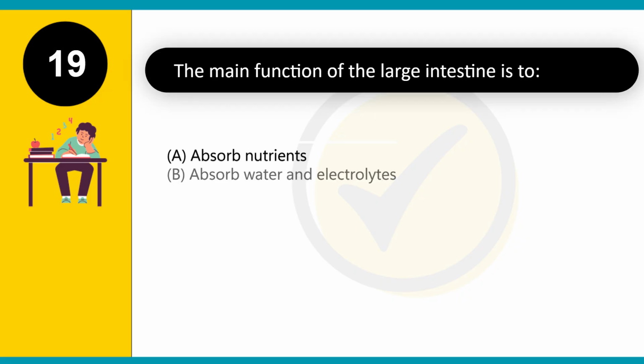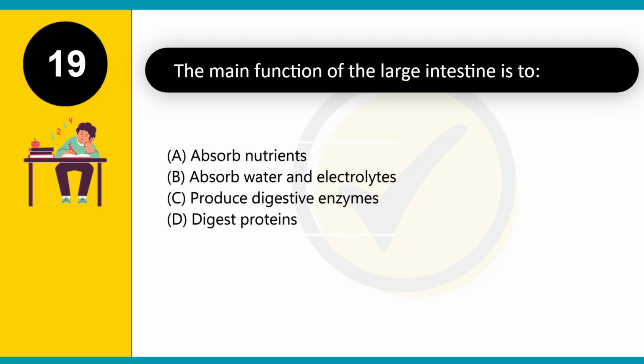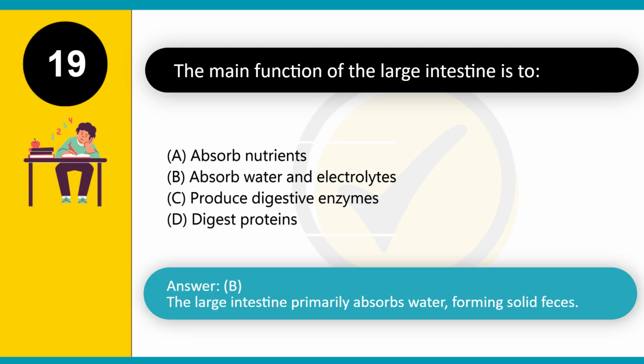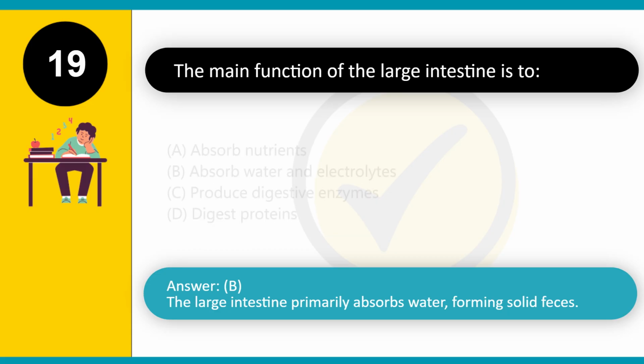The main function of the large intestine is to A. Absorb nutrients. B. Absorb water and electrolytes. C. Produce digestive enzymes. D. Digest proteins. Answer, B. The large intestine primarily absorbs water, forming solid feces.